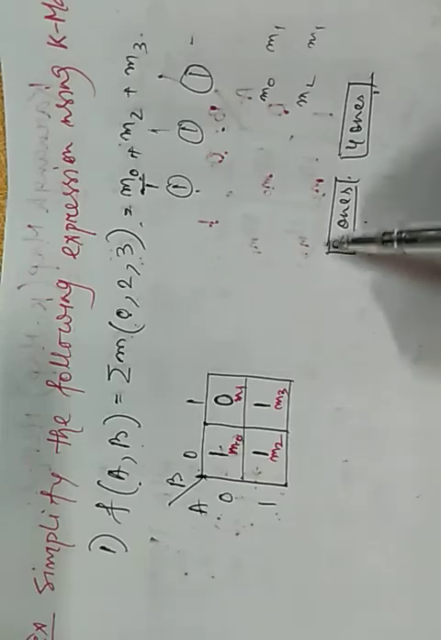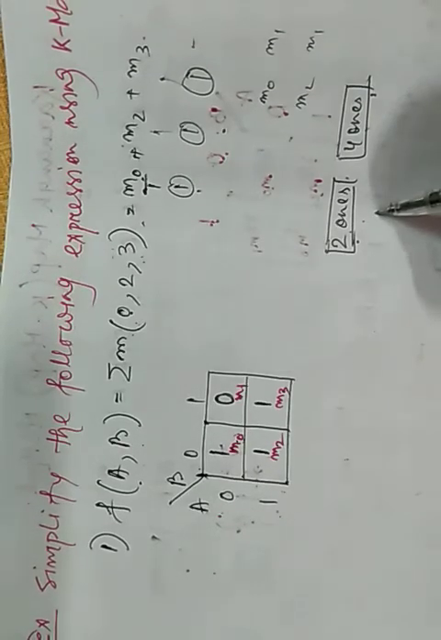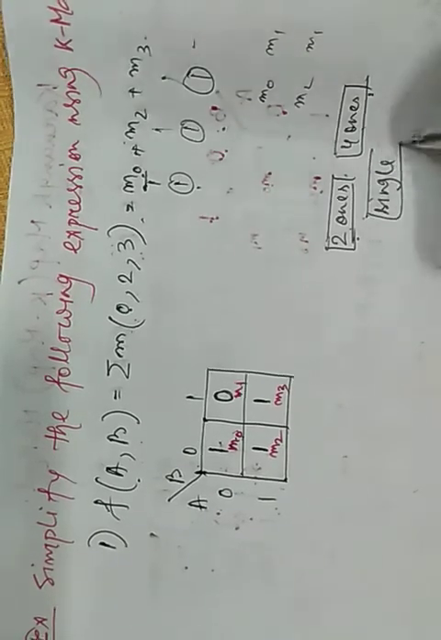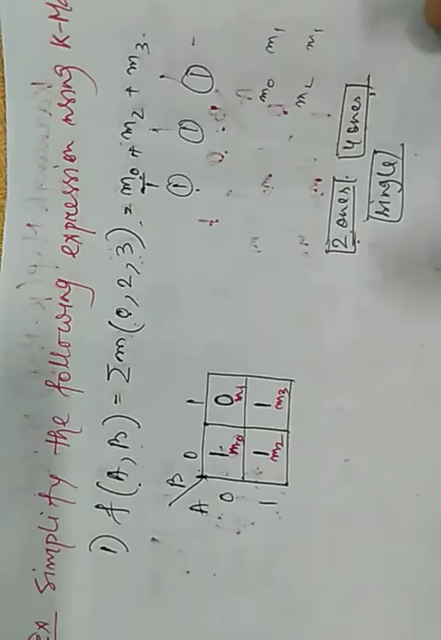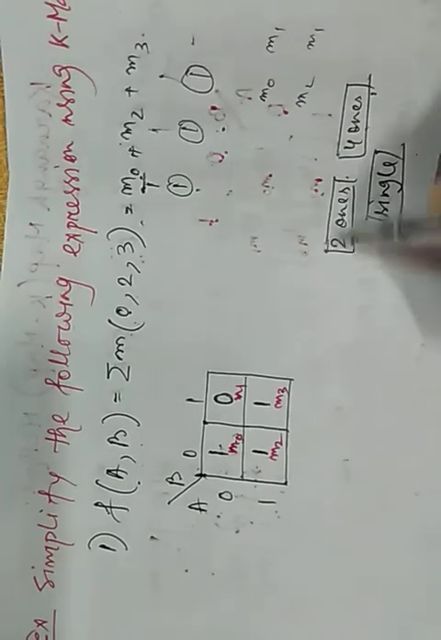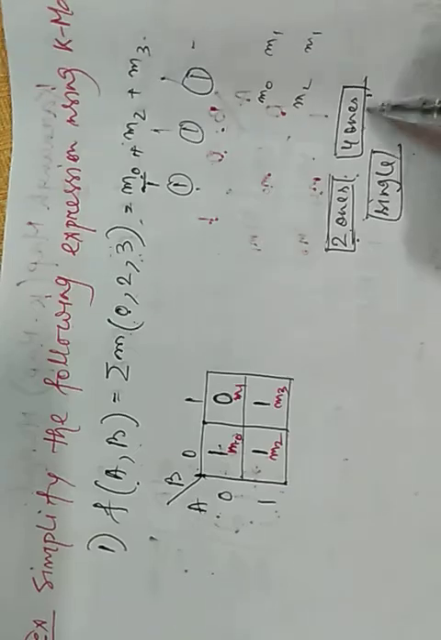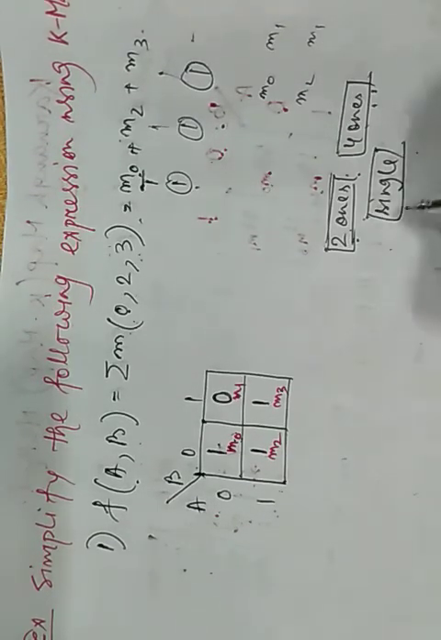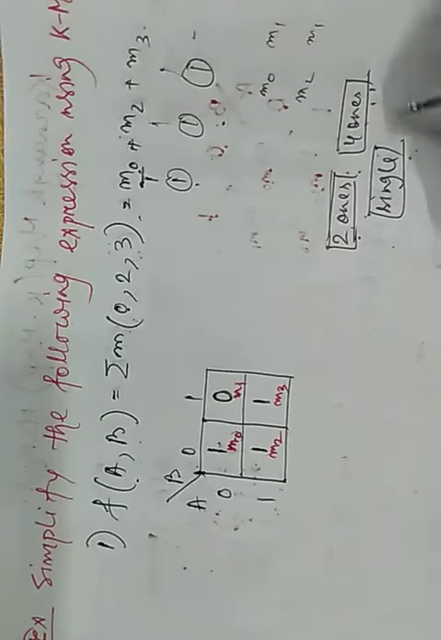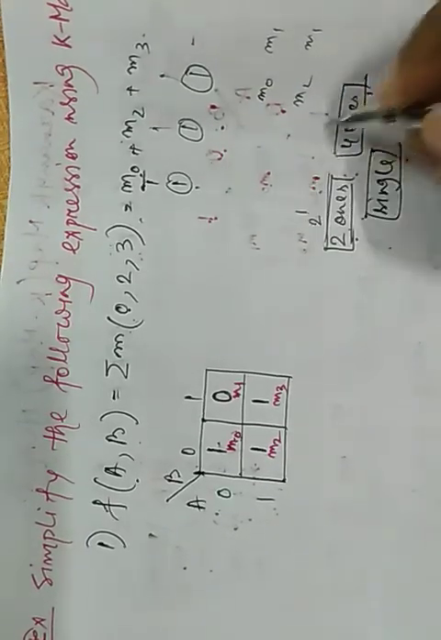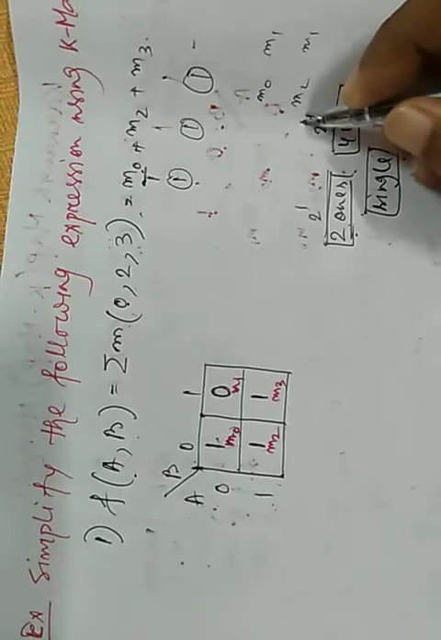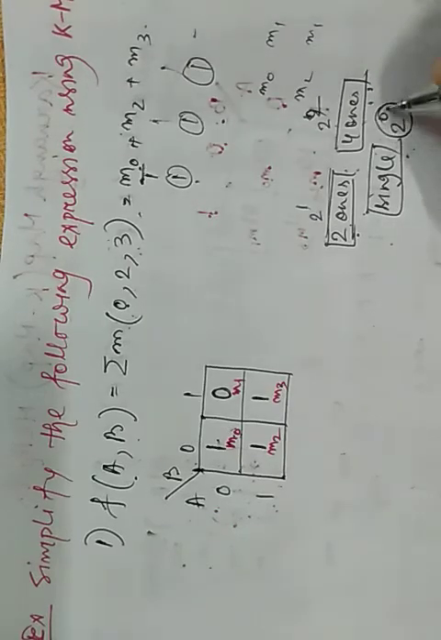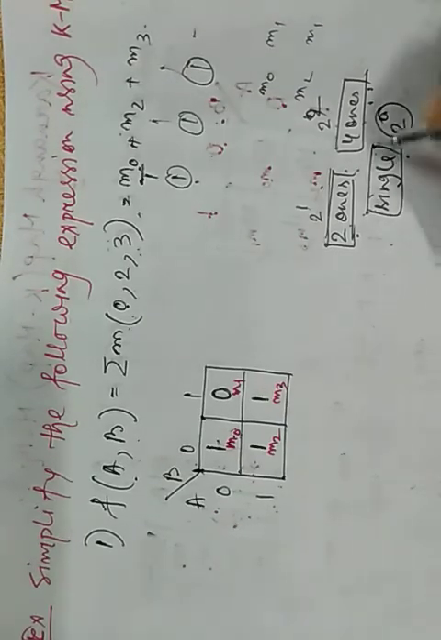And if we can't combine 2 ones or 4 ones, we combine a single one. But our main rule is that we can't combine 3 ones or 5 ones. It must be 2 ones, 4 ones, 2 to the power 3, which is 8 ones, or 16 ones, powers of 2, or a single one. Why single ones? Because 2 ones means 2 to the power 1, 4 ones means 2 to the power 2, and a single one means 2 to the power 0.